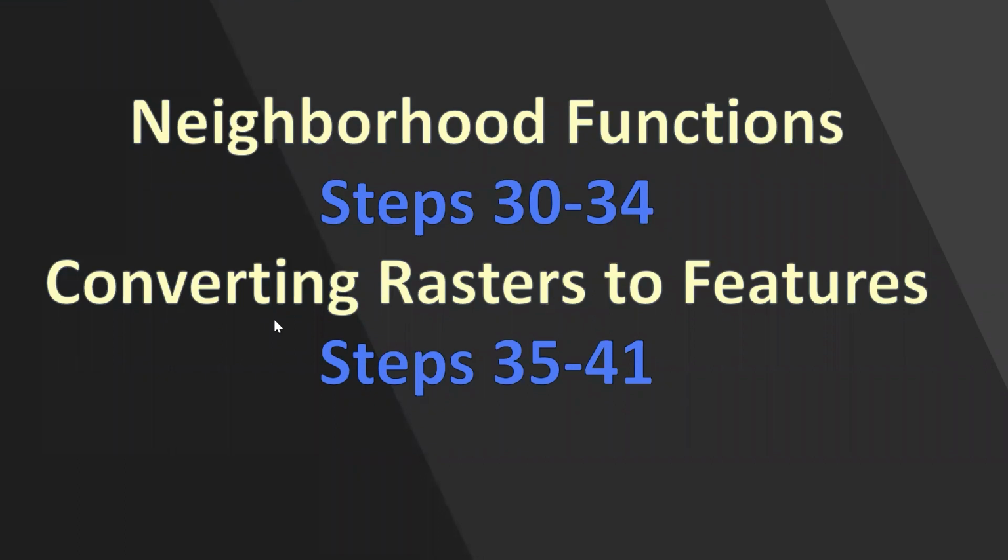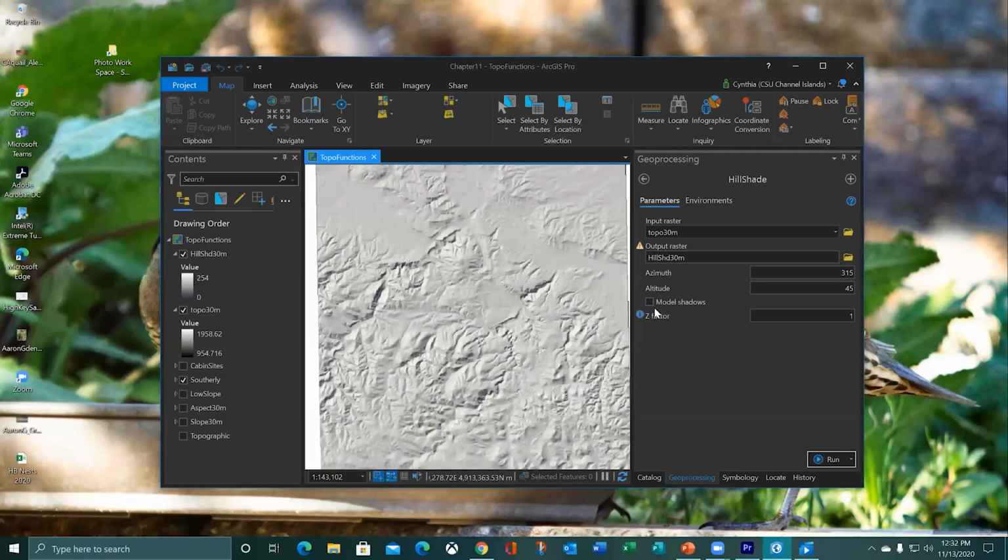Okay, so now we are really going to shift gears. We're going to combine the next two sections together and complete steps 30 through 41. We're going to look at neighborhood functions, which I'll explain as we go. And then we'll practice converting a raster to a feature using the output from the neighborhood section. Okay, so this is where we left off last. We're going to start on step 30. So let's clean up our map and save it, if you haven't done so already.